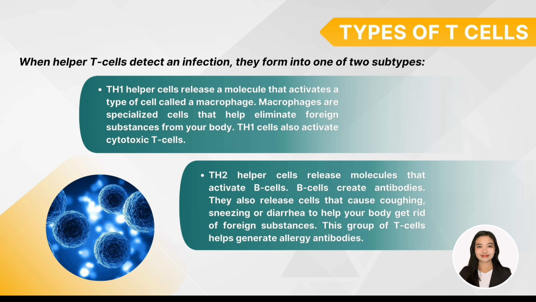And next is the Th2 helper cells, which also release molecules that activate B cells. B cells create antibodies. They also release cells that cause coughing, sneezing, or diarrhea to help your body get rid of foreign substances. This group of T cells helps generate allergy antibodies.